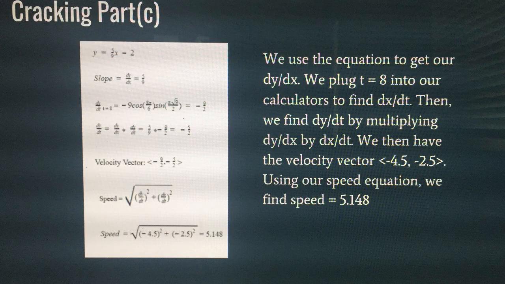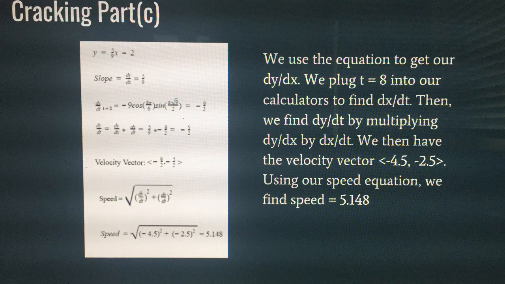We can use the equation to get our dy over dx. We know from the equation that 5/9 must equal the slope, since that's the definition of dy over dx. Then we can find dx dt by plugging the value of t equals 8 into our equation, and we get negative 9 over 2.